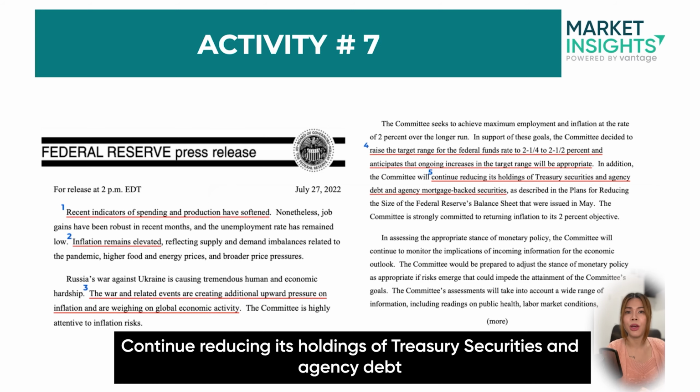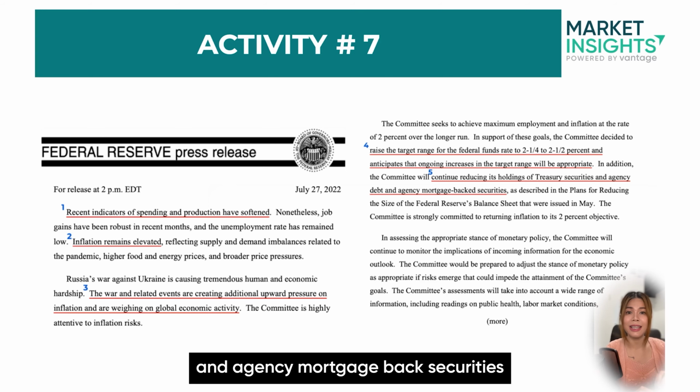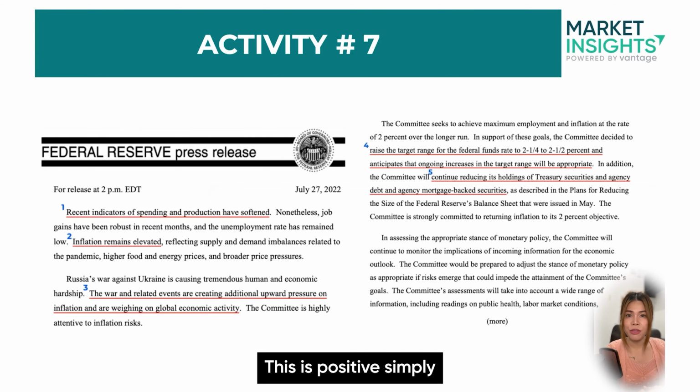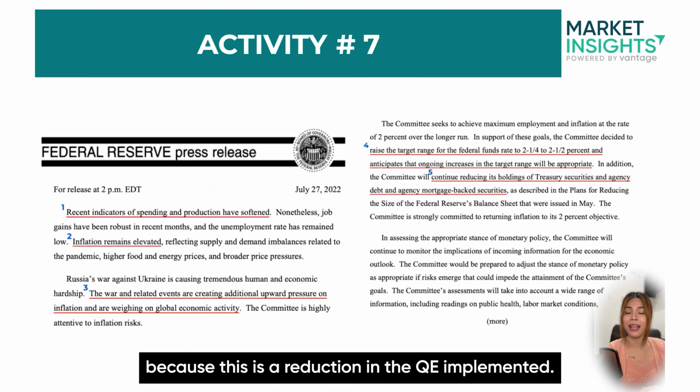Lastly, number 5, continue reducing its holdings of Treasury securities and agency debt and agency mortgage-backed securities. This is positive simply because this is a reduction in the QE implemented.